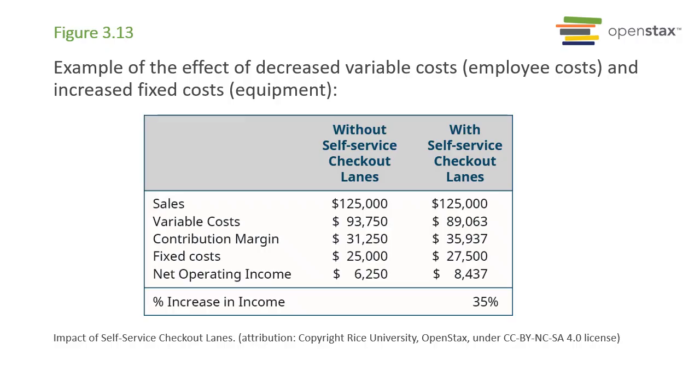Now let's consider where you might use this type of information in an analysis. The decision to shift away from employees and into automation is actually one of the biggest places where the variable cost, fixed cost trade-off can be used in an analysis. Here we have the question, should we introduce self-service checkout lanes?